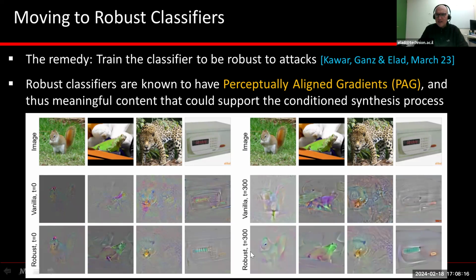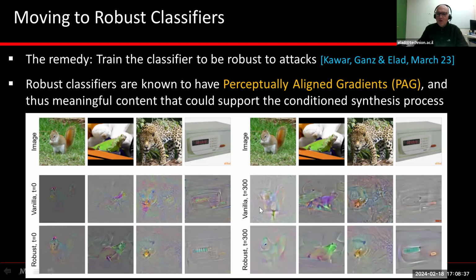first, let's go to the robust line. In the robust line, you see that the gradients are connected to the content of the image. For example, if this is a squirrel and you want to take a derivative, it will highlight the features of the squirrel in order to make it more of a squirrel, etc. for all the elements. Something really fishy happens with the vanilla. Vanilla should have been pure noise, but it's not.